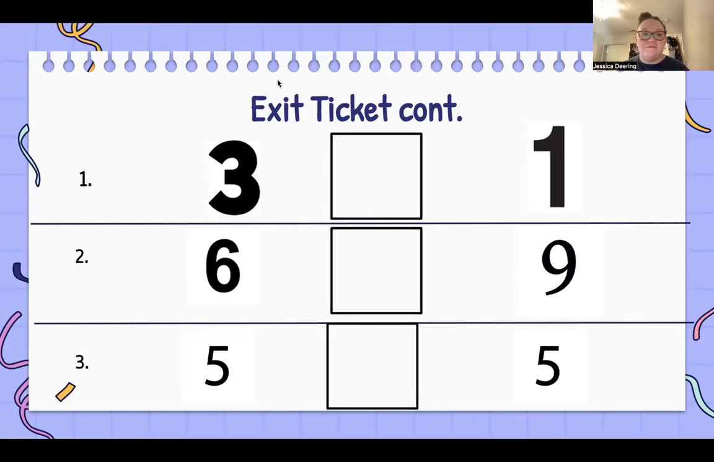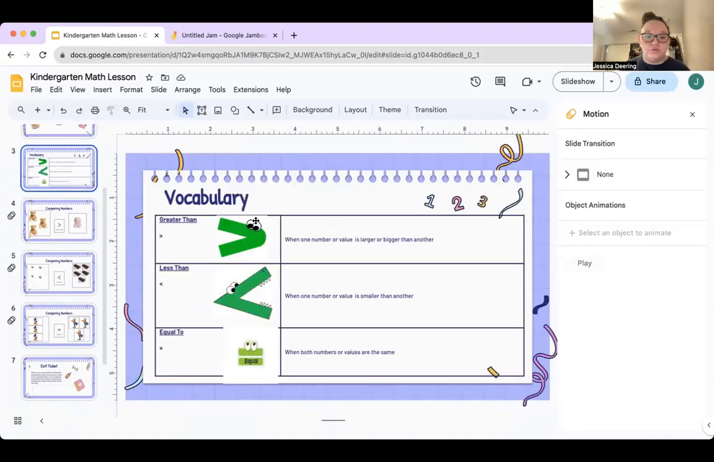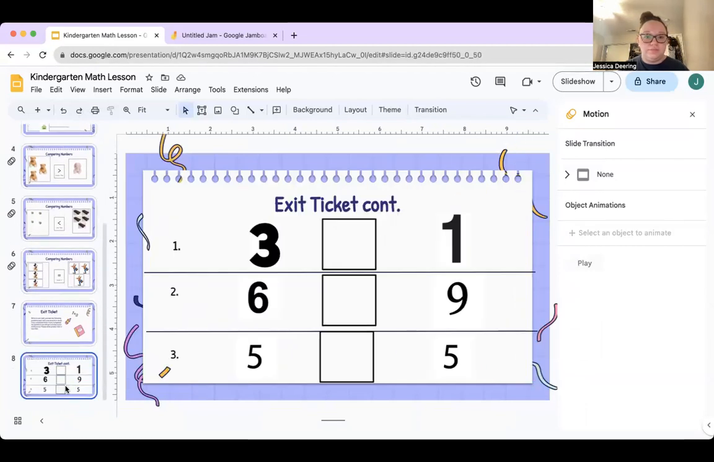Okay, and go. All right, very good, you guys. Okay, I'm going to start walking around and seeing how you guys did and check off and see what symbols you did. So remember, we have greater than, less than, and equal to that you can use. Okay, good job.